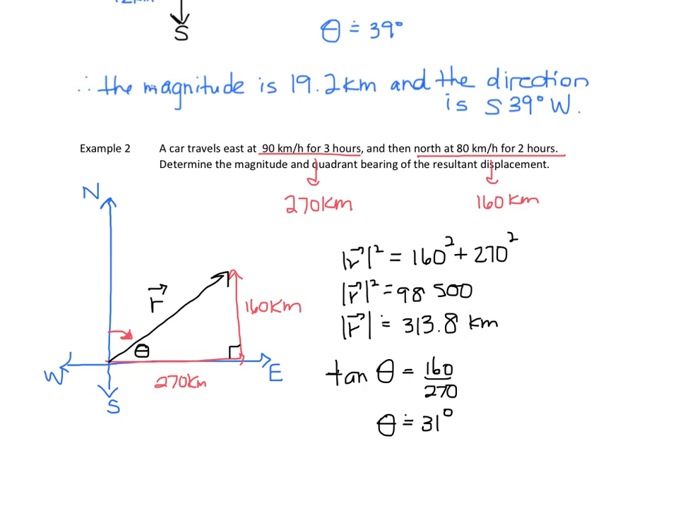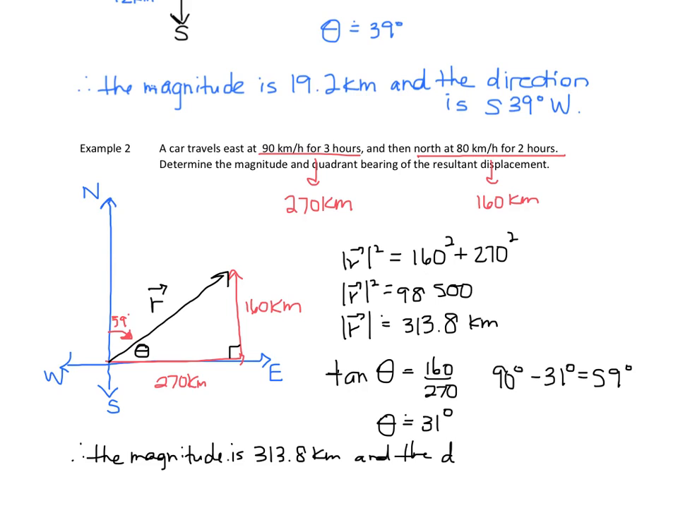And then what I was saying was we need to subtract that from 90, which gives us 59 degrees. So this angle here on your diagram would be 59 degrees. So your direction would be north, 59 degrees east. So therefore, the magnitude is 313.8 kilometers, and the direction is north, 59 degrees east.